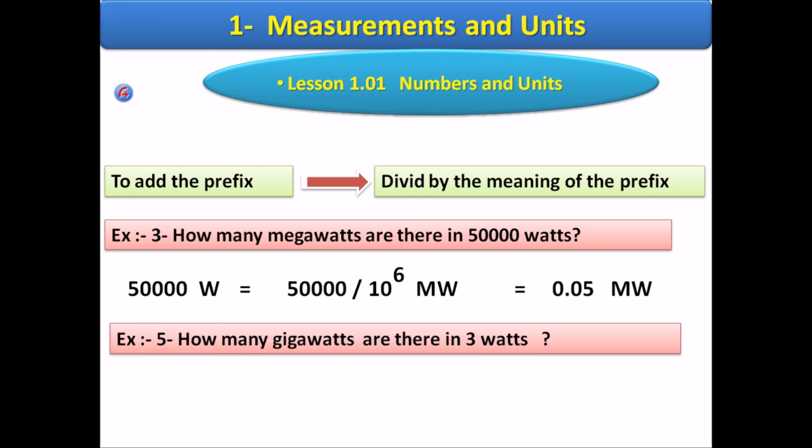Another example, how many gigawatts are there in 3 watts? In this case, you have 3 watts and you want to convert it to gigawatts, so you will add giga. So you should divide by the meaning of giga. It will be 3 divided by 10 to the power of 9. It will be 3 times 10 to the power of minus 9 gigawatt.